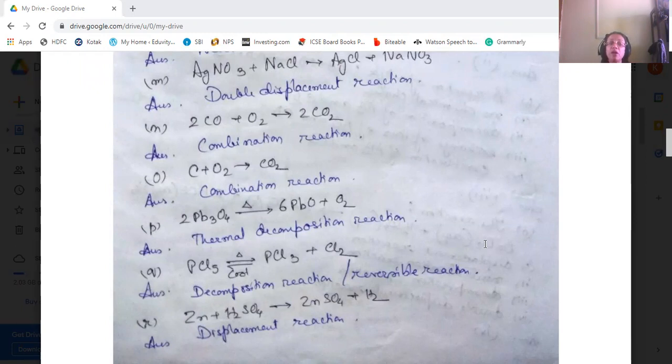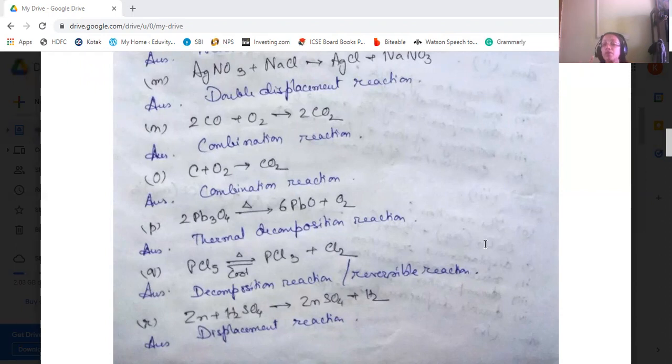Here what happens? PCl5, phosphorus pentachloride, on heating forms phosphorus trichloride and chlorine. And when the phosphorus trichloride and chlorine are both cooled, it again forms phosphorus pentachloride. So that's a decomposition reaction, as well as a reversible reaction because it comes back to phosphorus pentachloride.